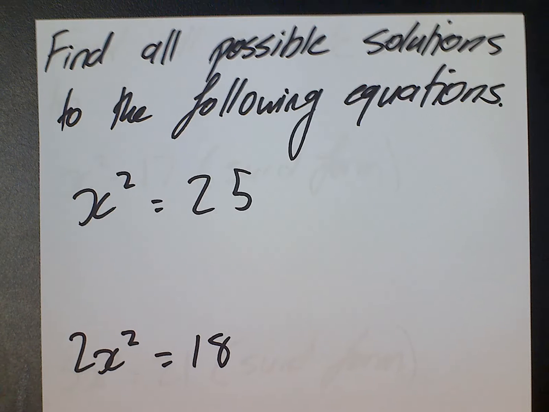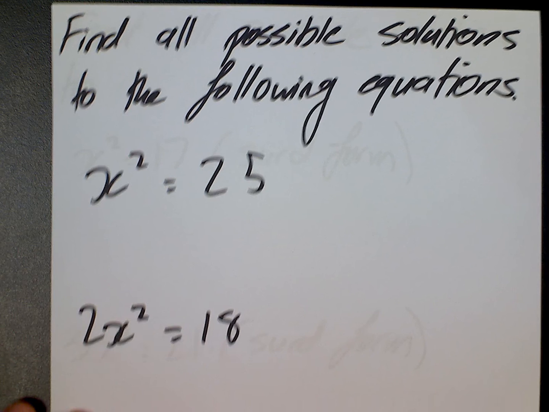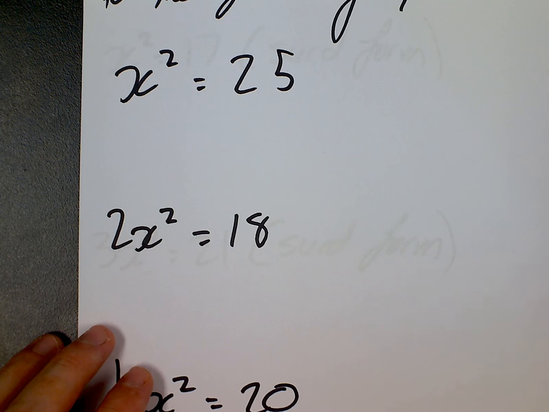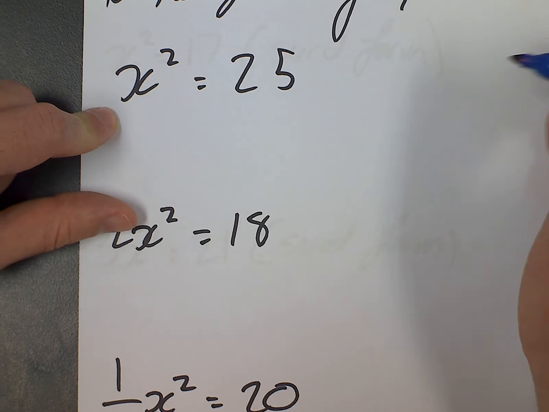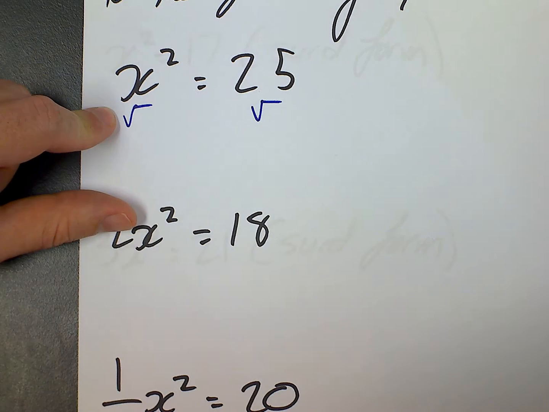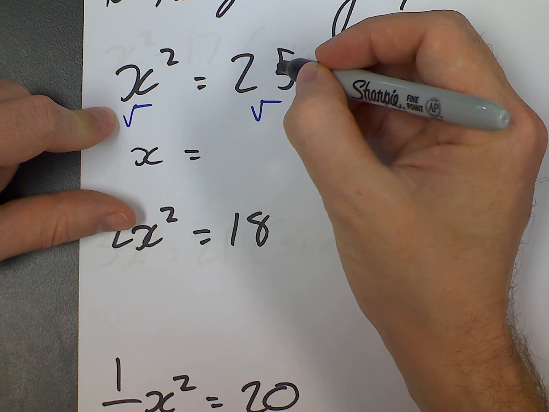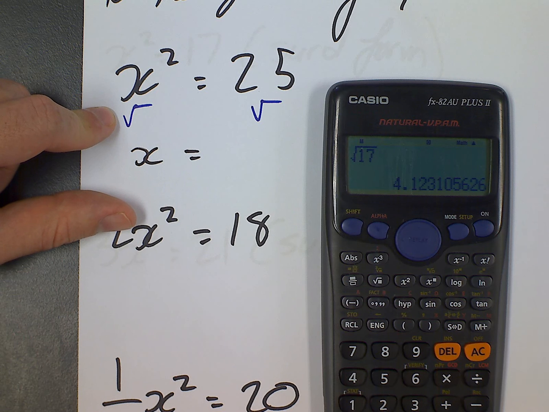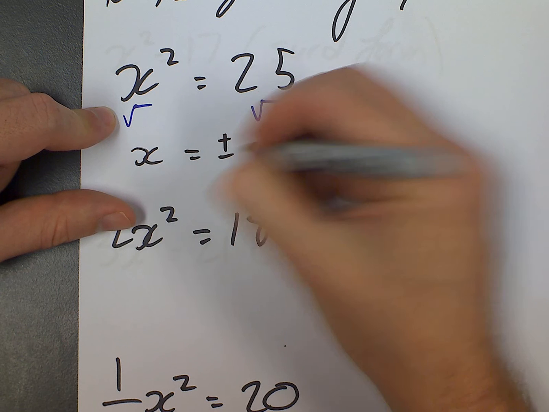Let's do some questions. So, find all possible solutions for the following equations. Okay, so we're just trying to find how many solutions there are and what they are. So if we have x squared equals 25, we square root both sides, that'll just give us x on this side. The square root of 25, well, that would be positive 5 and negative 5. So we're going to have two solutions there. So that will be plus and minus 5.